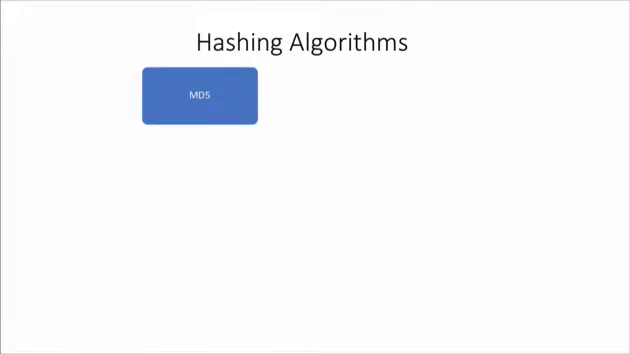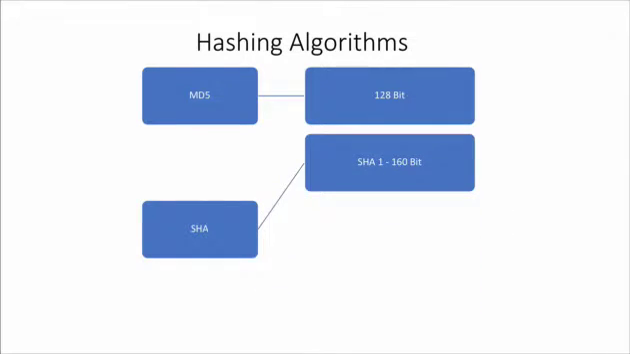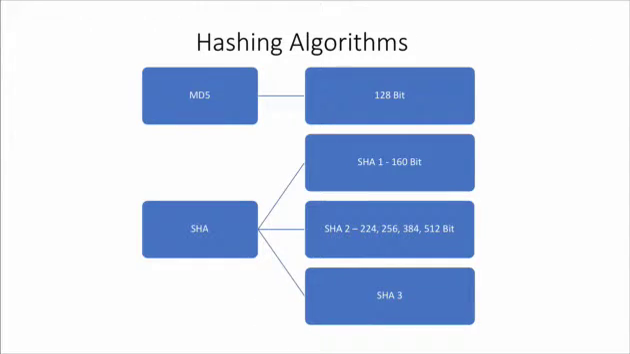So the first hashing algorithm is MD5. There are quite a few hashing algorithms out there, but the ones that you're going to find in your IT world is generally MD5, which is a 128-bit hashing algorithm. And then there's SHA. And SHA is pretty much the standard. It comes with SHA-1, which was 160-bit. Then SHA-2 came about, which came with 224, 256, 384, and 512 bits. And the new standard is SHA-3, which is currently in the process of being adopted.